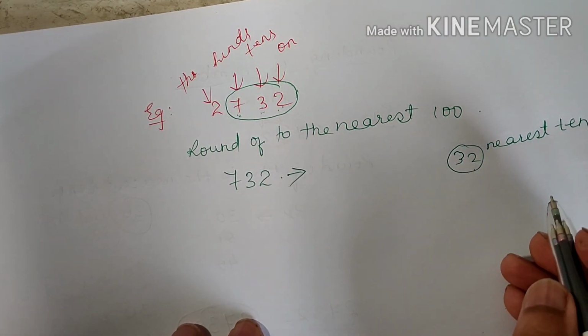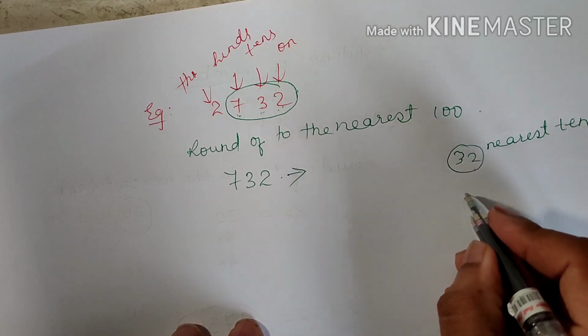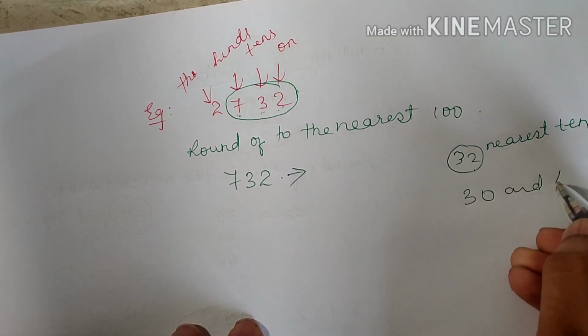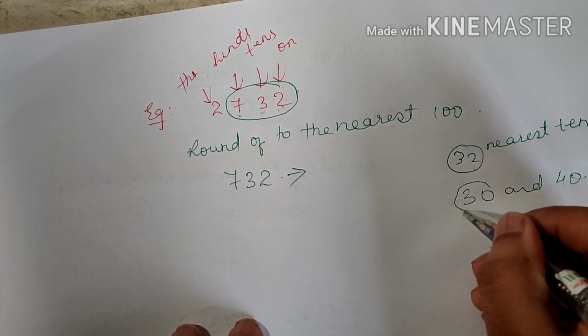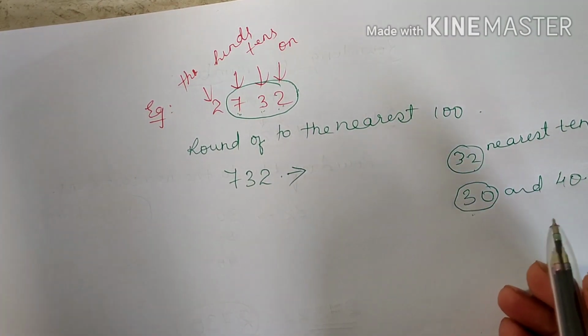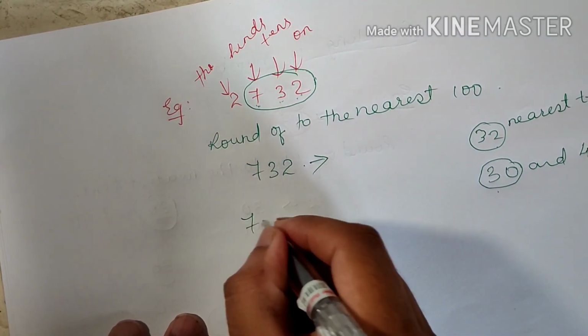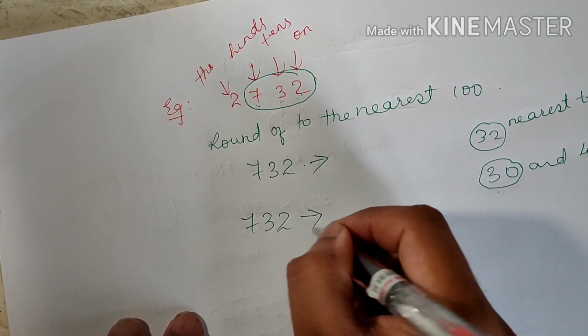Now tell me, between which two digits is 32 present? Last time also we saw 30 and 40. So 30 is nearer to 32, so for the nearest 10 we take 30 as the correct answer. Now in 732, tell me students, which is the nearest 100, not the tens.